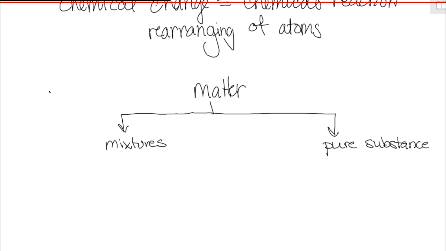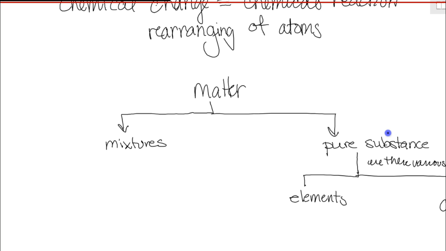All right, so pure substances can be divided into two categories as well. The first are elements, and the second are compounds. Now, compounds are made of elements. So the way to tell the difference is, are there various types of atoms? Okay, if there are various types of atoms, you have a compound. If there's just one type of atom, you have an element. And obviously elements are made of atoms.